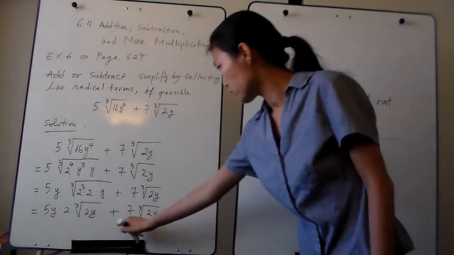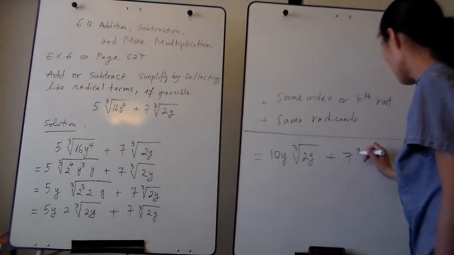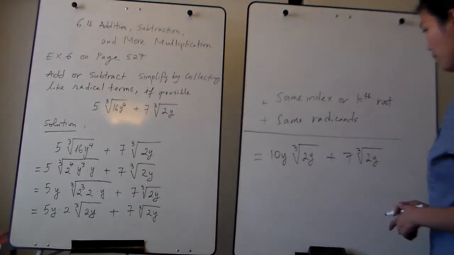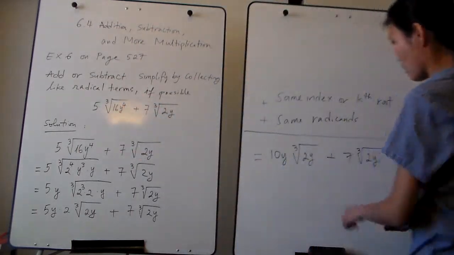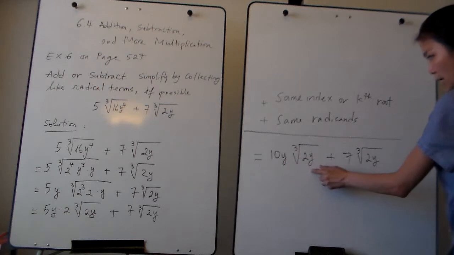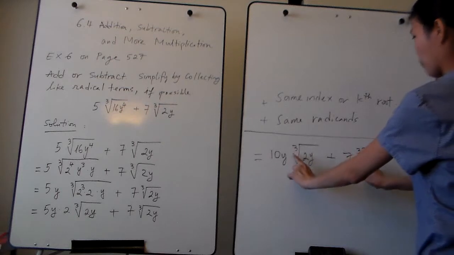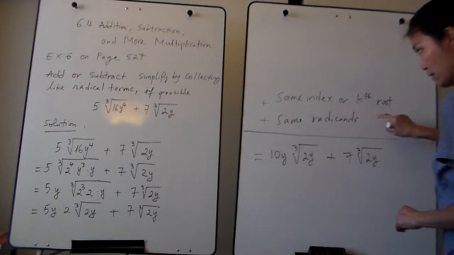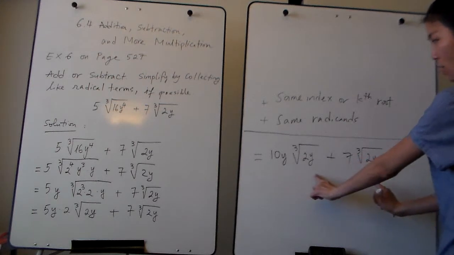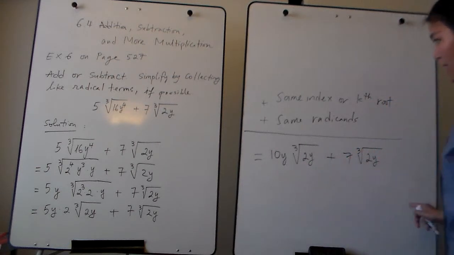And then this is plus 7 cube root of 2y. Now we have simplified this term to 10y cube root of 2y. And you notice now the two radicals still have k equal 3, right? The index 3, which is cube root, which is good, it satisfies the first condition. Notice that this time the radicands of the two roots are the same. This radicand right here is 2y, this radicand right here is 2y. So that means it satisfies the second condition.